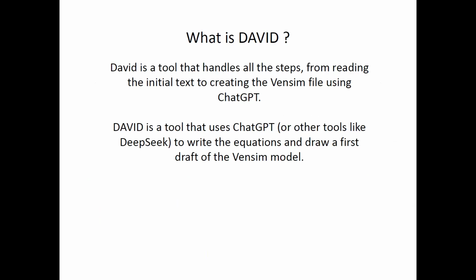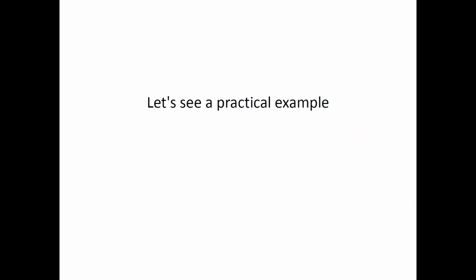Therefore, David is a tool that performs all these steps, from reading the initial text to creating a Vensim file using ChatGPT. So, what ChatGPT is going to do is, using David, create these equations and draw the first draft of the Vensim model. Let's now look at a practical example.